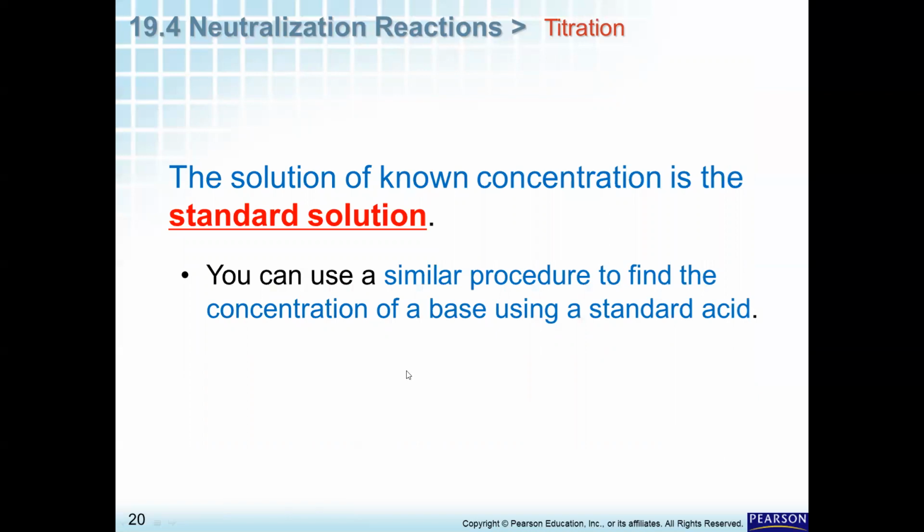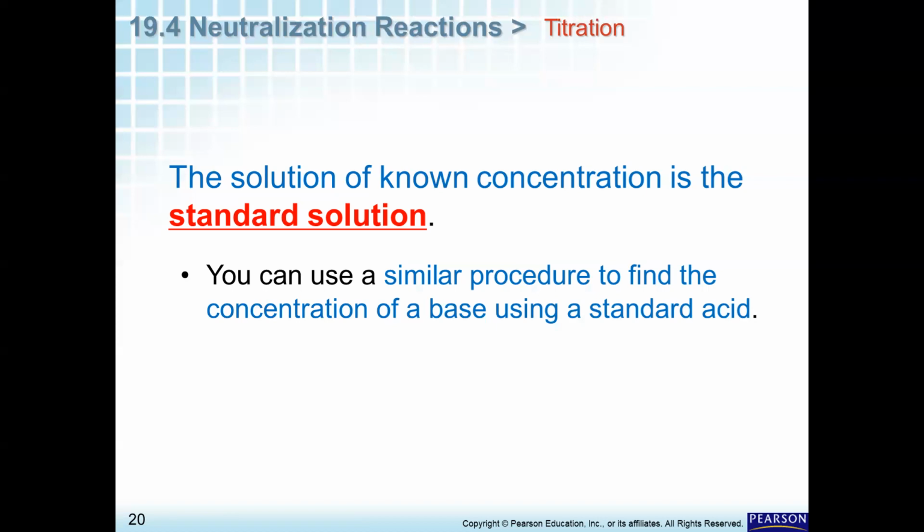The solution that we have in the burette is called a standard solution. Why is it standard? Because it is of known concentration. So we have two solutions. One of them is acid and the other one is base. One of them has a known concentration and the other one has an unknown concentration. We react them with each other to the point where they are equal. How do we know that they are equal? With the help of the indicator.